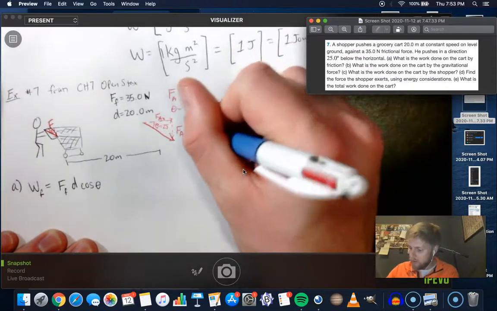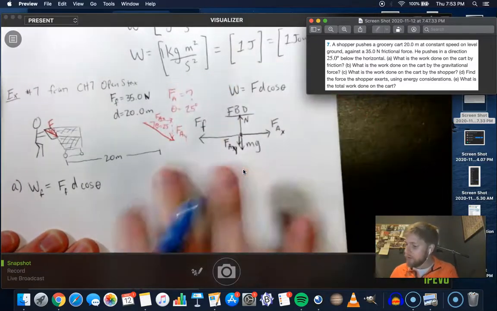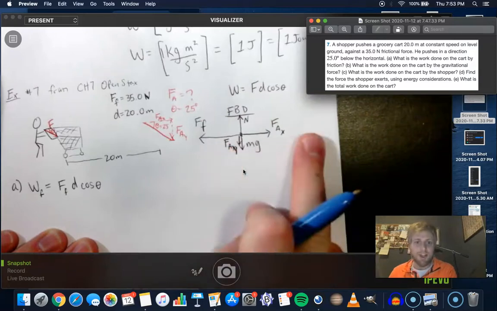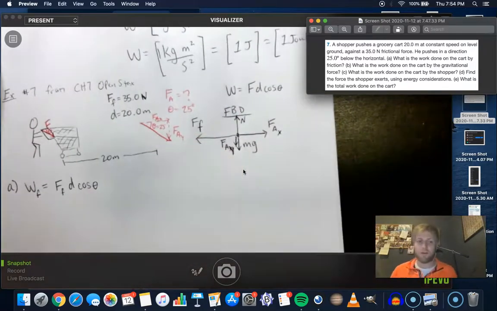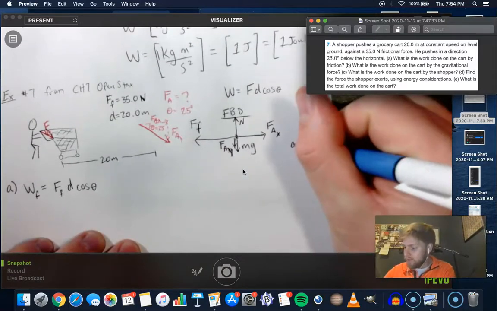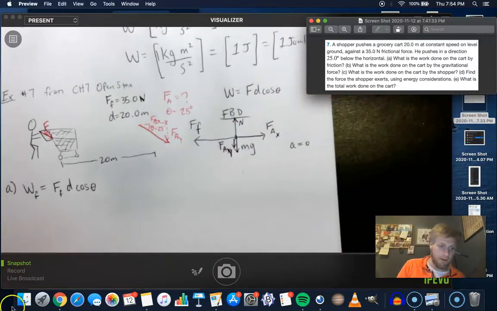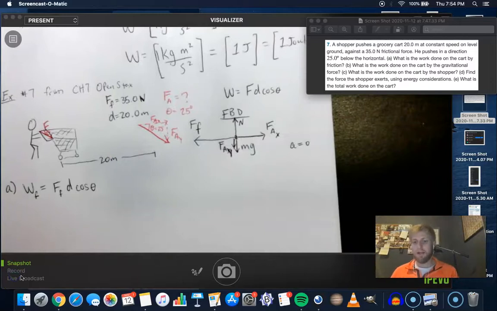Now we're told it's moving at constant speed, so let's make our frictional force the same. F_F should be the same, and I didn't draw very well, but the same length as the applied force. In other words, we're moving at a constant speed. There's no acceleration. In fact, this entire situation has zero acceleration. So now that we've got our free body diagram, we can be equipped to solve this whole thing in what I think is a pretty straightforward way.